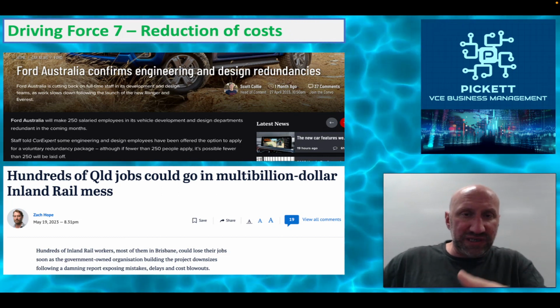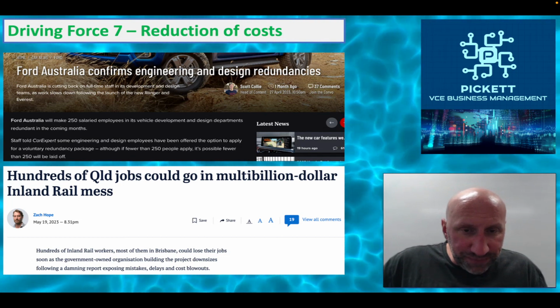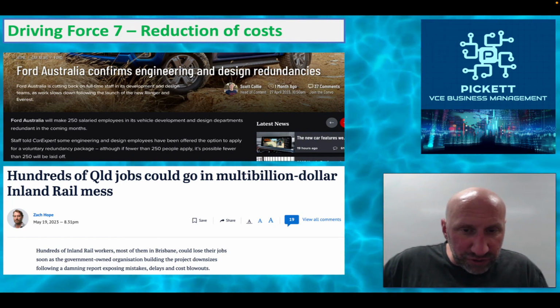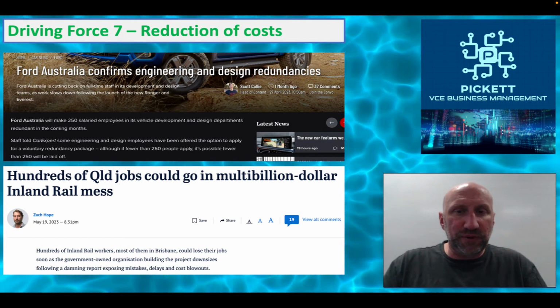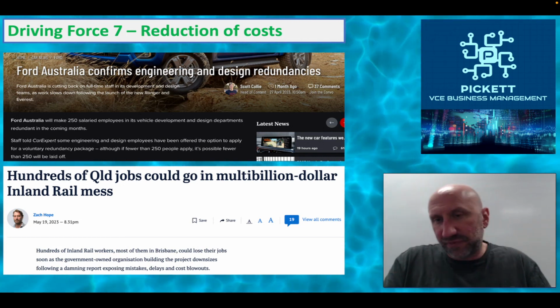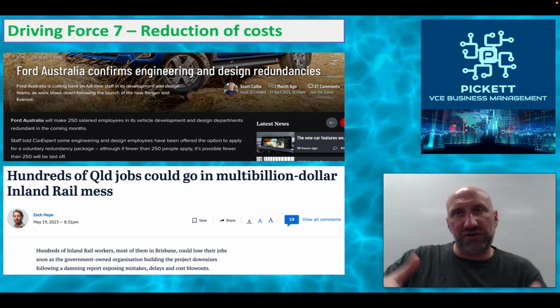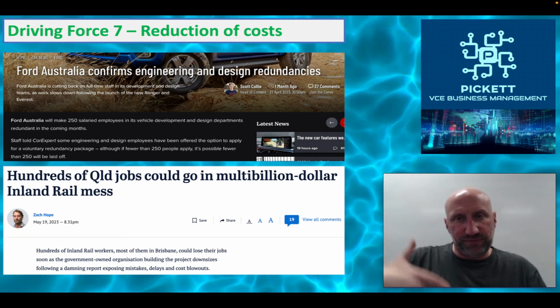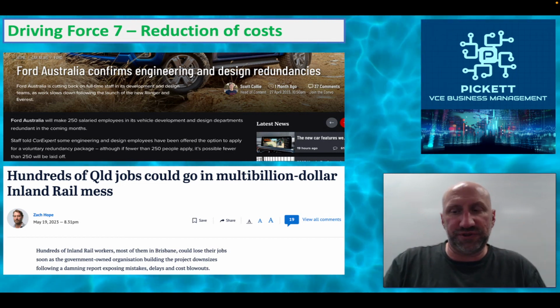Inland Rail in Queensland, hundreds of jobs to go. Could lose their jobs as the project downsizes. So the project is downsizing. They don't need as many people. They need to reduce costs. Okay, exposing mistakes, delays, and cost blowouts. So the costs are blown out. They need to rein some of that in. So the way they're going to do it is hundreds of jobs.